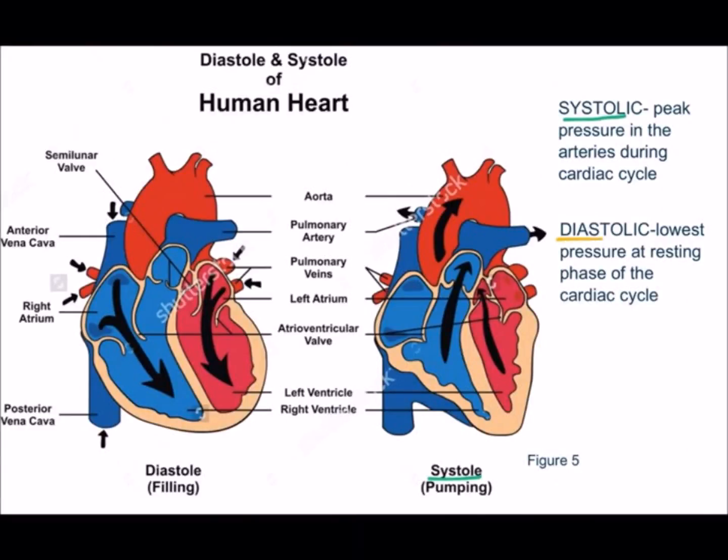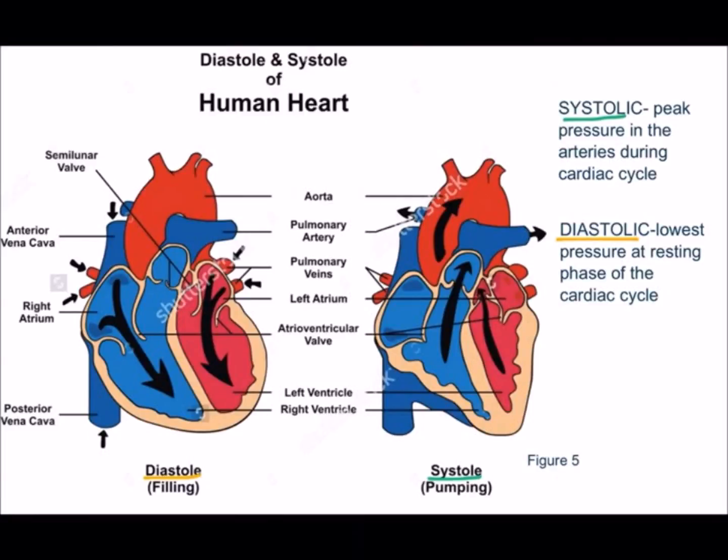Diastolic pressure is when the heart is relaxed and filled with blood. The atrioventricular valves are open and the semilunar valves are closed. This causes the blood to enter the heart from the lungs. During systole, peak pressure is achieved in the arteries, and during diastole, the lowest pressure is achieved at resting phase.